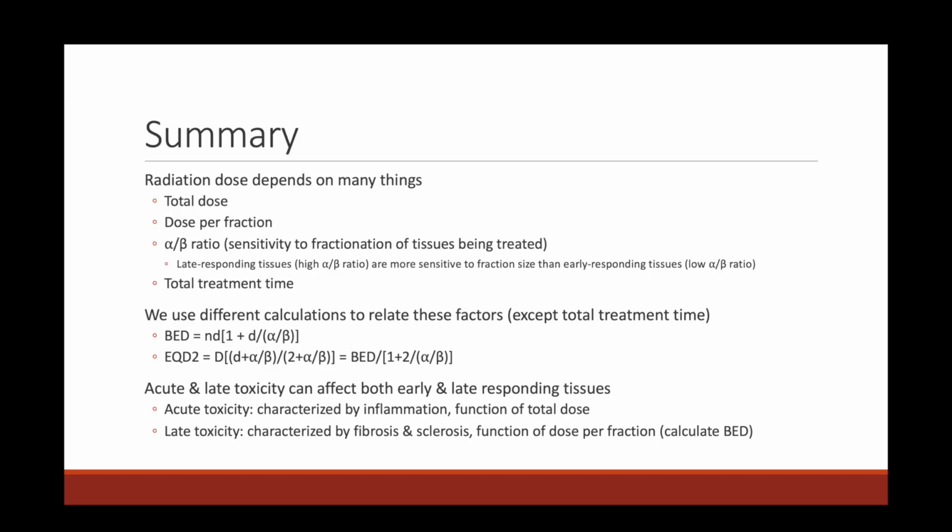This was a ton of information. So here's a summary slide with some of my key takeaways. The very first thing you should take away is that radiation dose depends on many things. So when you're evaluating any radiation regimen, think about the total dose that is being delivered, and also think about how many treatments are being required to deliver that dose. Or in other words, what is the dose per fraction?